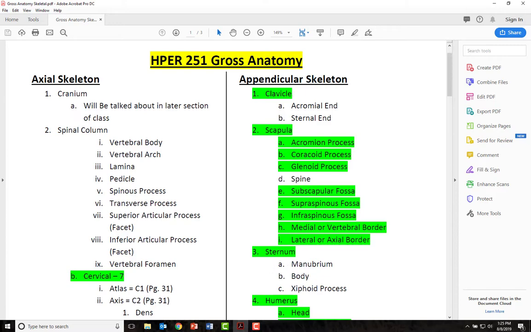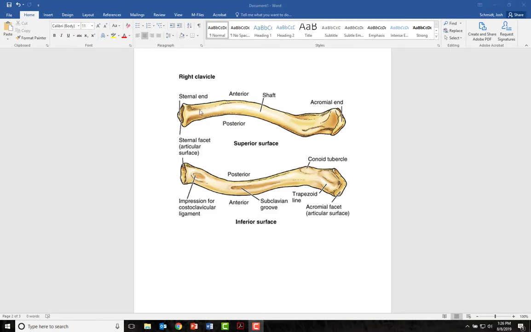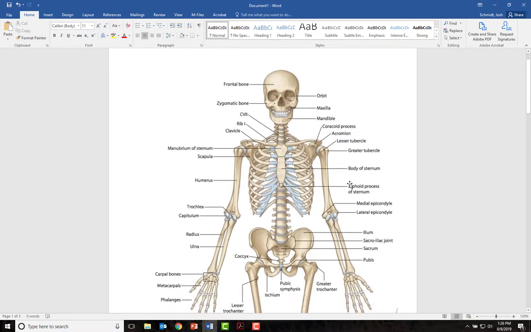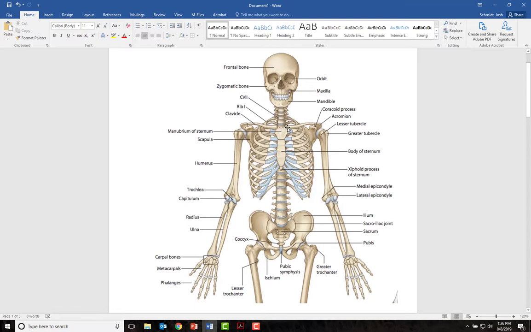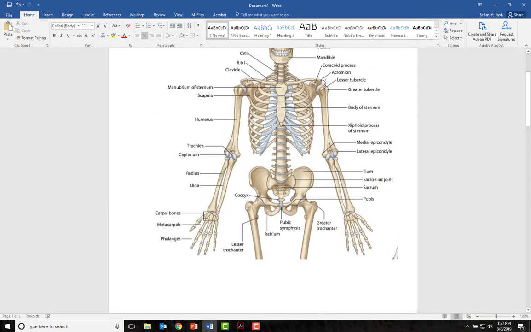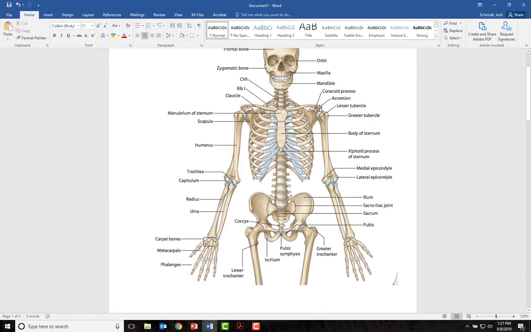The clavicle is commonly referred to as the collarbone. So here we see the clavicle or collarbone. We basically have two ends to the collarbone: a round sternal end and a flattened acromial end. If we come up here to our skeleton, the sternal end is going to be more rounded, and it's going to come in contact with the sternum here. The flatter end that we're seeing down in this area is going to come in contact with the acromion process, and that's called the acromial end.